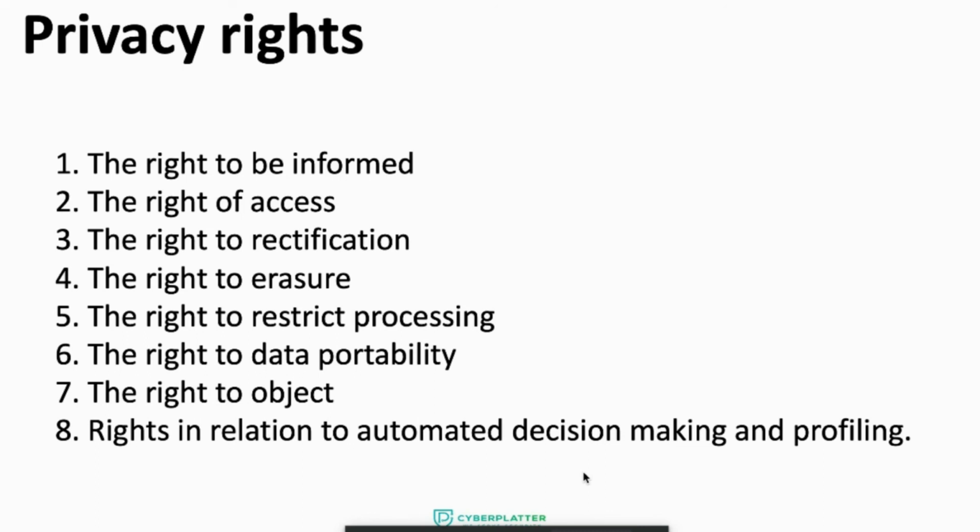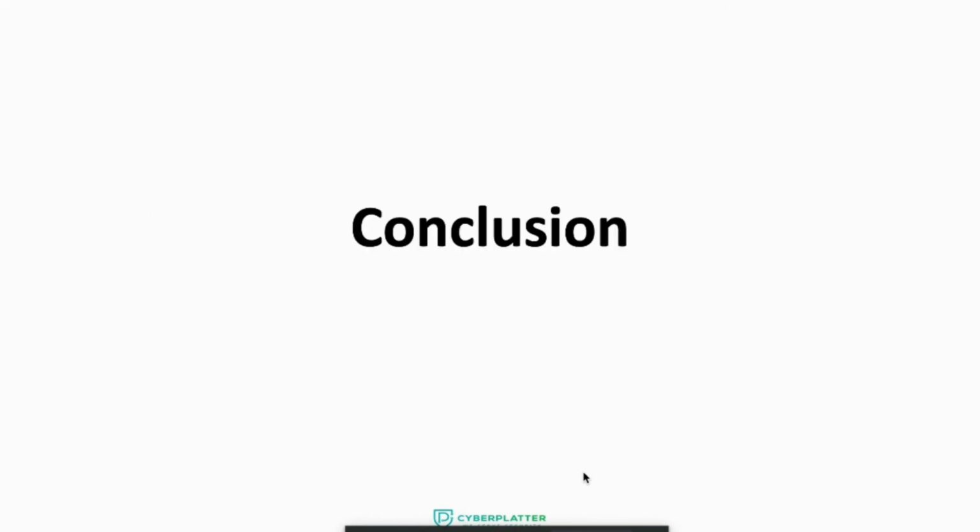Rights in relation to automated decision making and profiling means the data subject has the right not to be subject to a decision based solely on automated processing. This is a very high level overview of GDPR. The actual regulation itself is about 88 or 90 pages. We recommend you consult your attorney or legal team for a better understanding of GDPR and how it affects your organization.